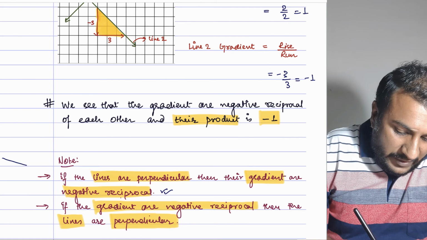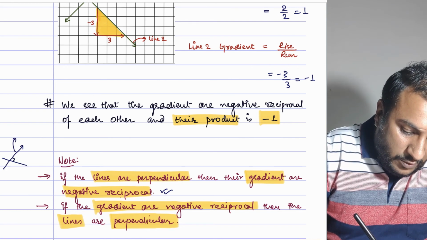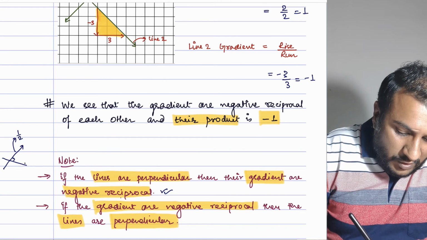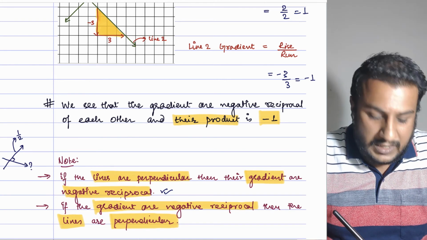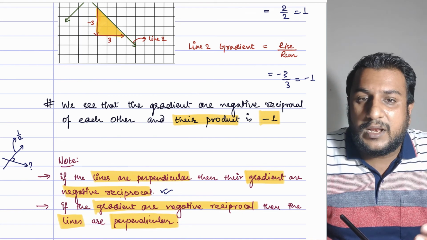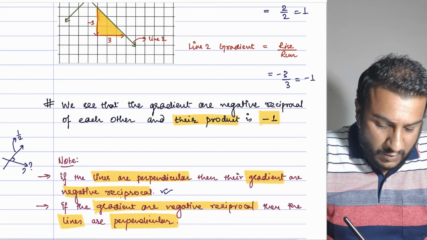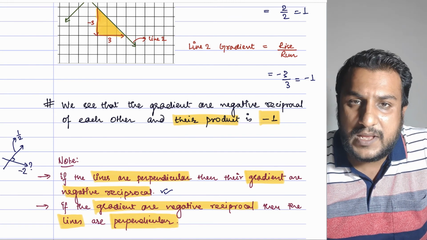For example, if I have these 2 lines and I say these 2 lines are perpendicular, if the slope of this line is half, what would be the slope of this line? Can you comment in the comment box? So negative reciprocal. If I do the reciprocal, half's reciprocal would be 2, and negative. So the slope of this line would be negative 2. Clear?